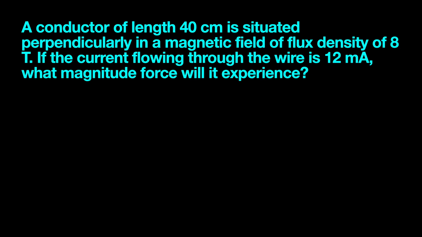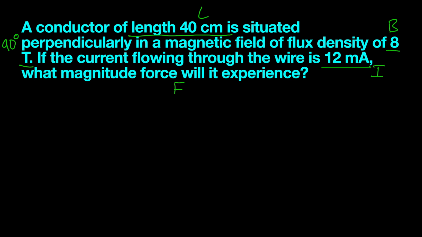Let's try another. Pause the video and attempt this question. Okay, so a conductor of length 40 centimeters, so we know 40 centimeters is our length, is situated perpendicularly, or 90 degrees, in a magnetic field of flux density 8 Tesla. So that's our magnetic flux density. The current flowing through the wire is 12 milliamps, that's our current there. And we need to calculate the force.